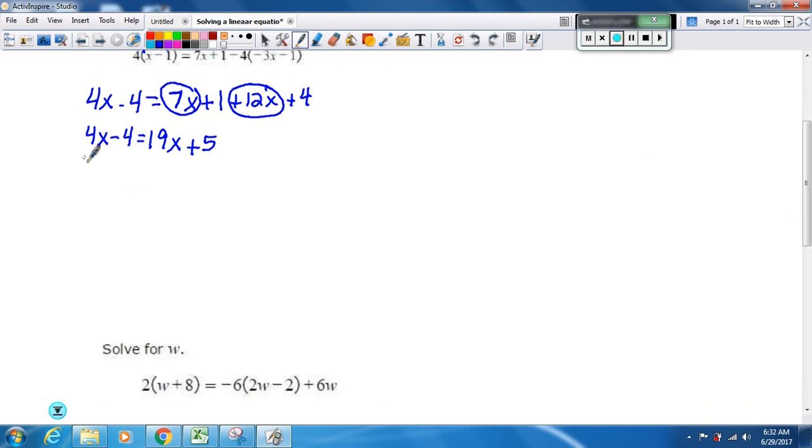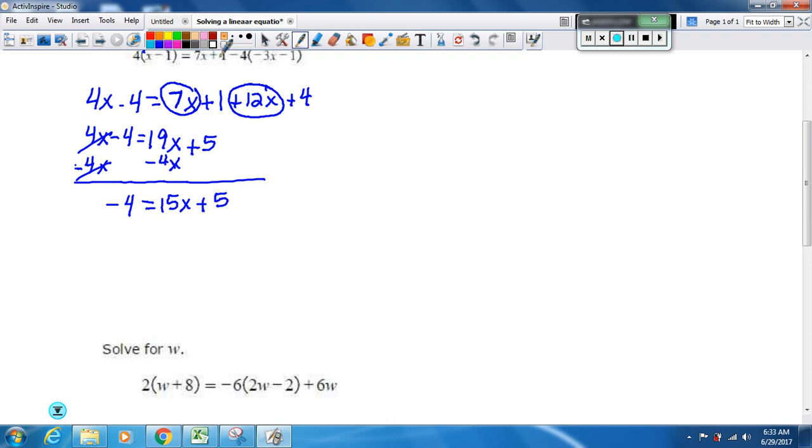So then the next step is to get your variables, your letters together. I always move the smallest one if possible. So you do move things by doing the opposite. So the opposite of positive 4x is negative 4x. So I am going to subtract 4x from both sides. Now in algebra, a negative and subtraction are the same thing. So don't let that get you. The opposites cancel. Bring down your -4 equals 19 take away 4 is 15x plus 5.